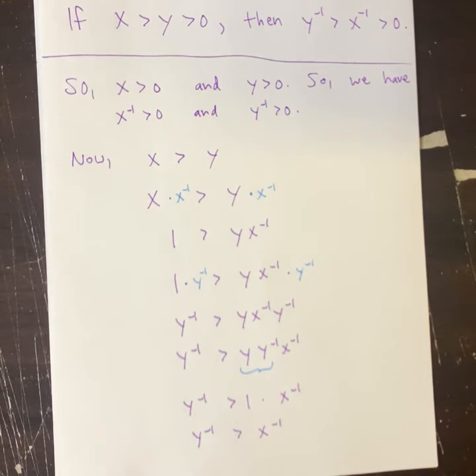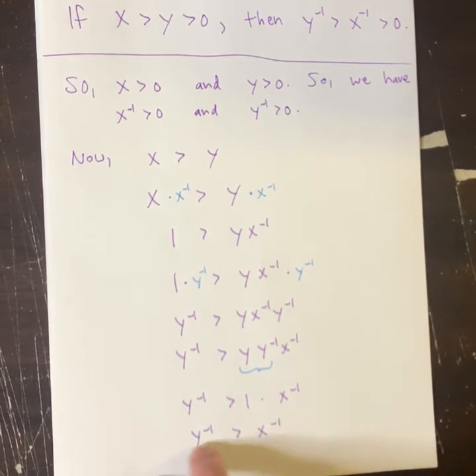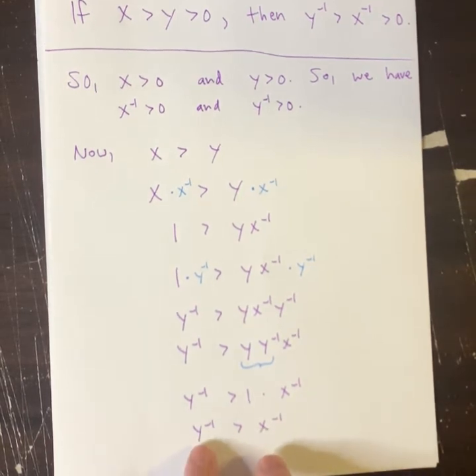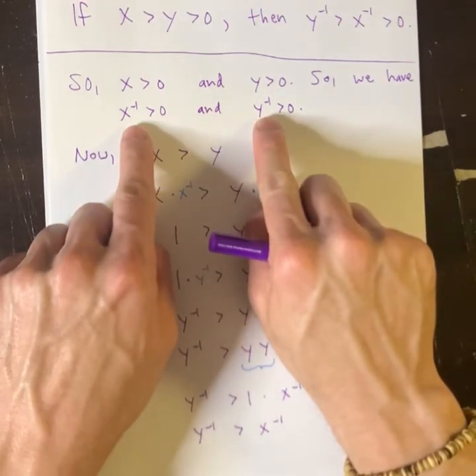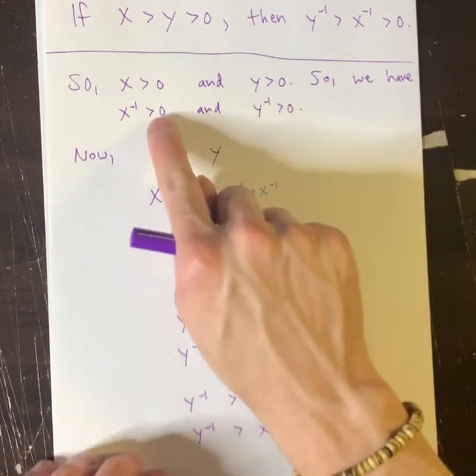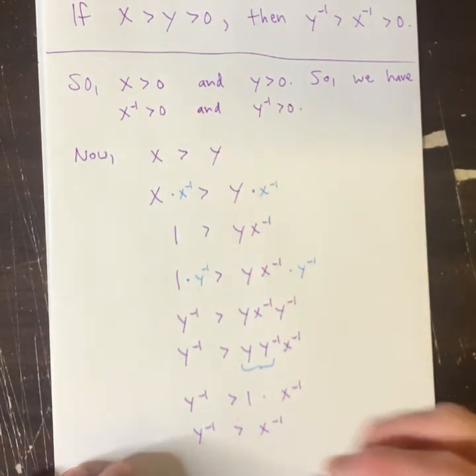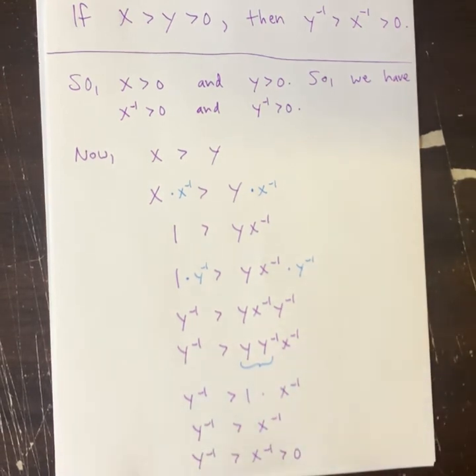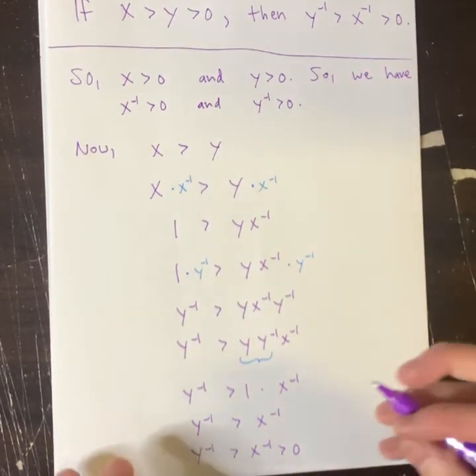And so check it out. We know that we have created this inequality. Now, what do we know about y to the negative 1 and x to the negative 1? We know that they are both numbers that are each greater than 0. So we can copy and paste a greater than 0 attachment here. And so the desired result has been established.